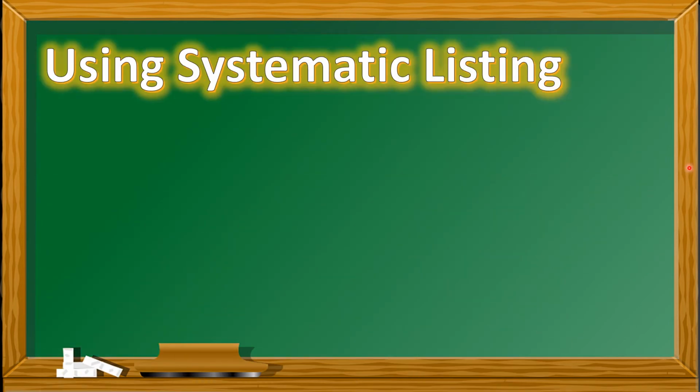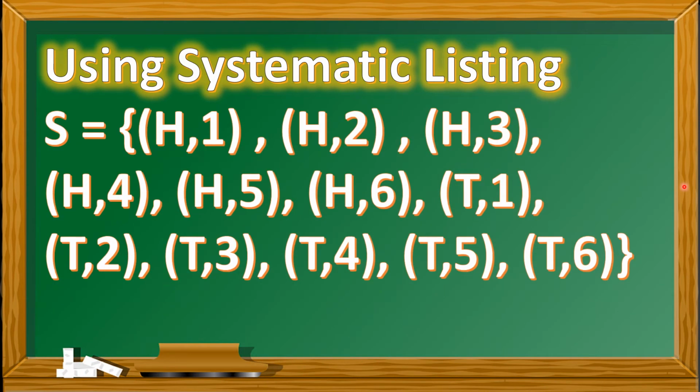Let's use another method, which is a systematic listing. So this is how you will do the systematic listing. It's just like the same as the table, but this time you're just going to list it. So it starts with H and combine it with the numbers of dots in a die. So H1, H2, H3, H4, H5, H6. Then proceed with T1, T2, T3, T4, T5, and T6. So therefore, the number of sample space is equal to 12. So that's how you deal with systematic listing. So you will use here the roster method.